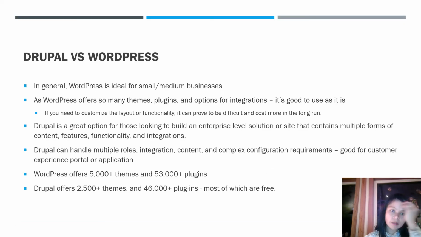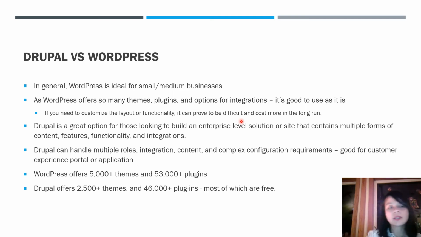So in general, WordPress is ideal for small and medium businesses, as WordPress offers many themes, plugins, and options for integrations. It's good to use as it is. If you need to customize the layout or the functionality, it can prove to be more difficult and cost more. So if you're happy to use it as it is, plus a little bit more, then go with WordPress. But if you need to change it a lot, then you might want to spend the time and effort in using Drupal.